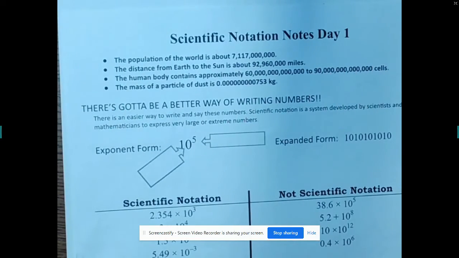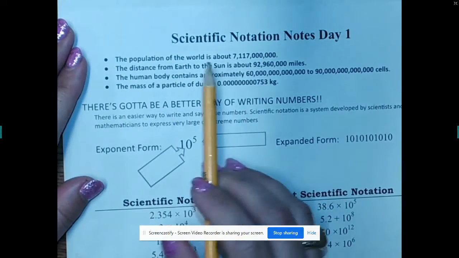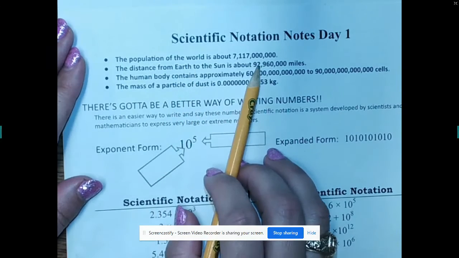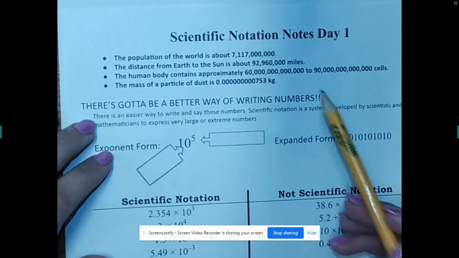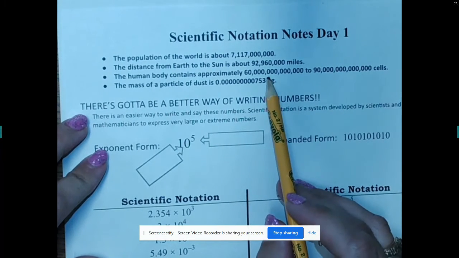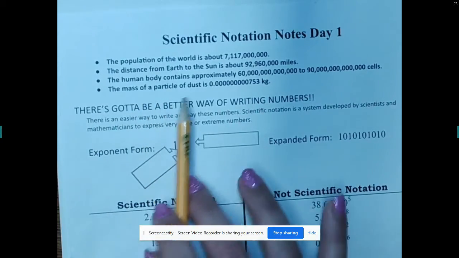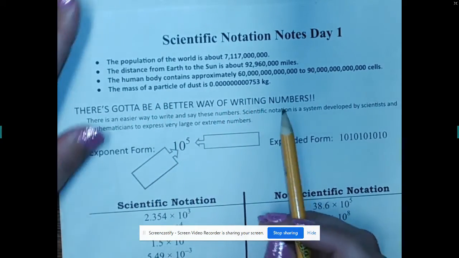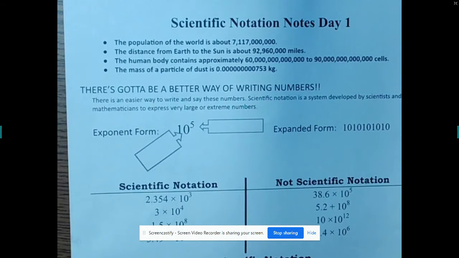Okay? So these are some real world examples of scientific notation. The world's population, huge number. Distance from Earth to Sun, huge number. The number of cells in your body, I don't even know how to say this huge number. The mass of a particle of dust, tiny, tiny, tiny number. Okay? So these are real world examples where you see scientific notation.